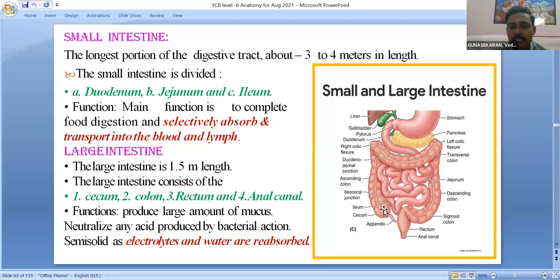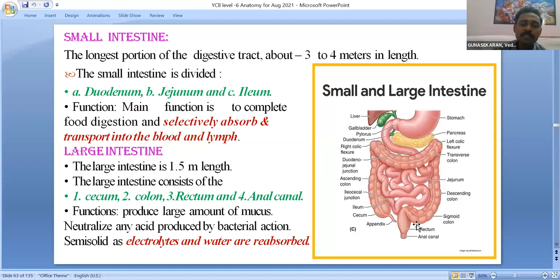Then the large intestine starts with the cecum. Where the ileum and the cecum meet, that junction is called the ileocecal junction. Right? Then the ascending colon, you know very well. Then one of the corner folding areas, that is the right colic flexure. Then the transverse colon, which you already studied in the previous slide. Then on the left side, the left colic flexure. Then the descending colon, sigmoid colon, rectum, anal canal, anus, you know very well.